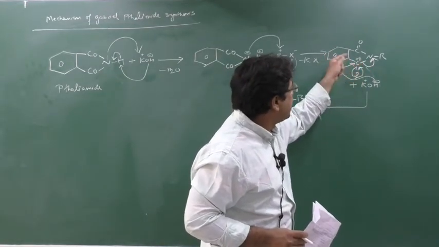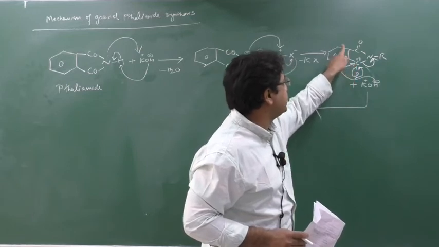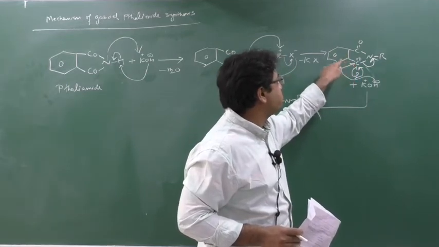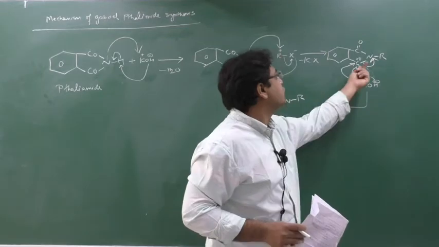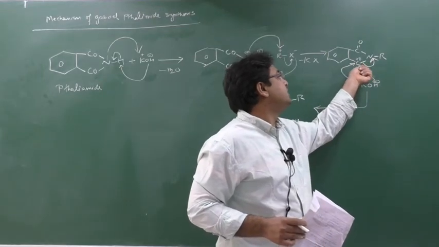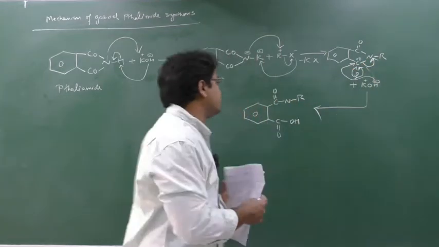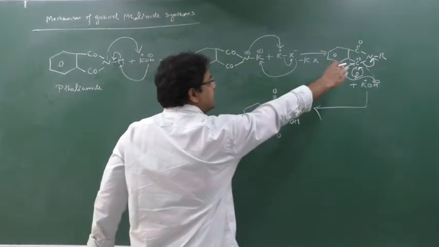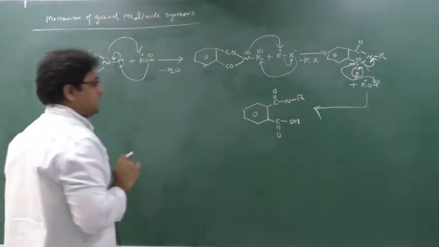The bond with the ring is very strong with carbon because of resonance, so this bond cannot be broken. So the remaining bond is the one with nitrogen. So this bond will be broken. That's why, see, here nitrogen will be released as NR. So this bond is now broken.